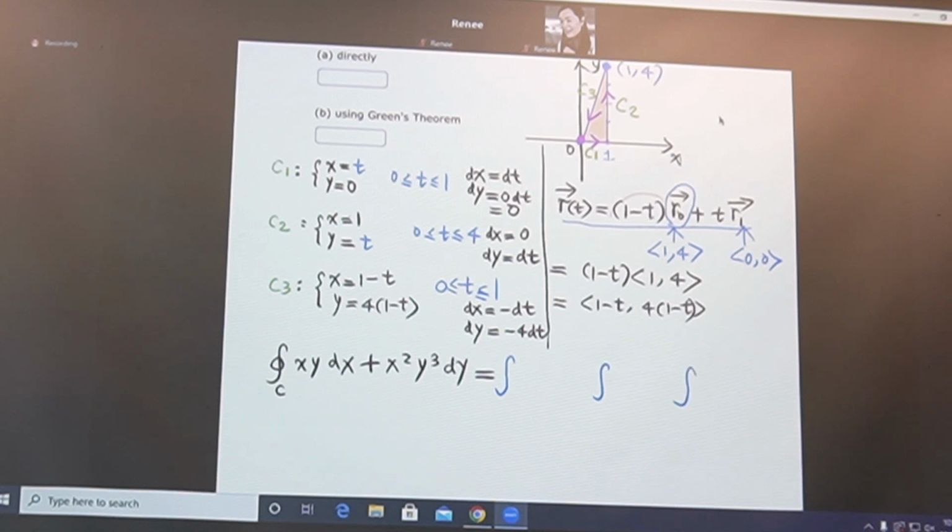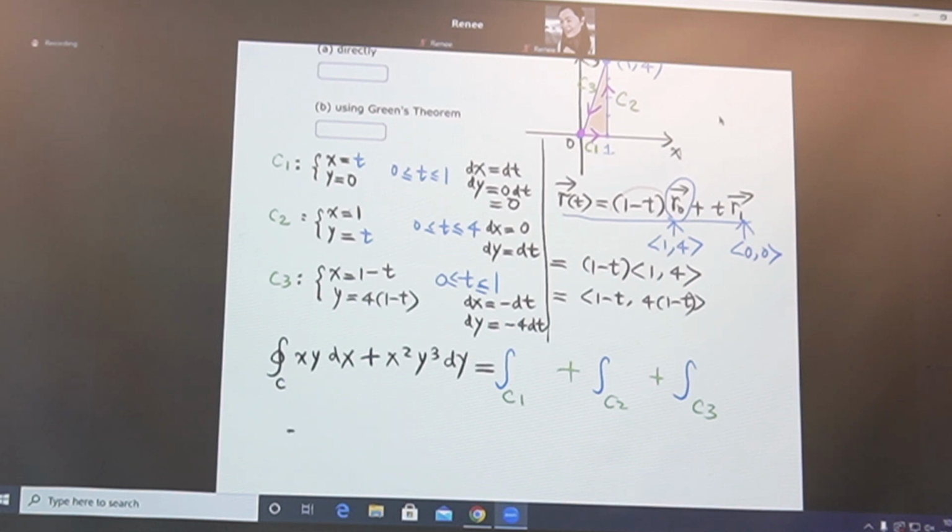Three integrals. The first one will be over c1, and then here c2 and c3, and we sum them up. So I actually omit writing the things right here. Okay, so the first one is over c1.